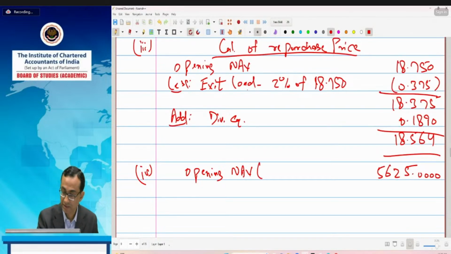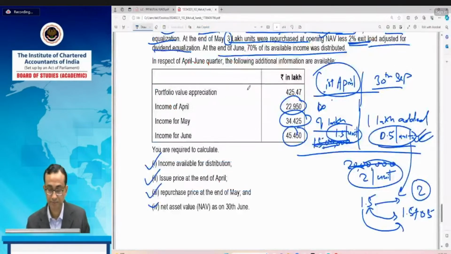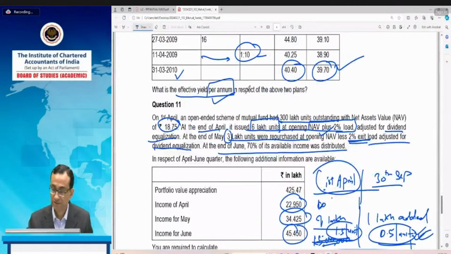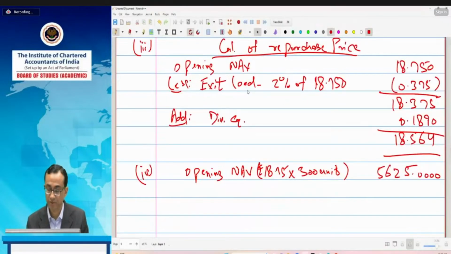How it is arrived at. 18.75 rupees per unit is given in the question, multiplied by 300 units. Here, 300 lakh units were there. And 18.75 is the opening NAV per unit. This is the total number of units, 300. So 300 into 18.75. This is the opening NAV, 5625.